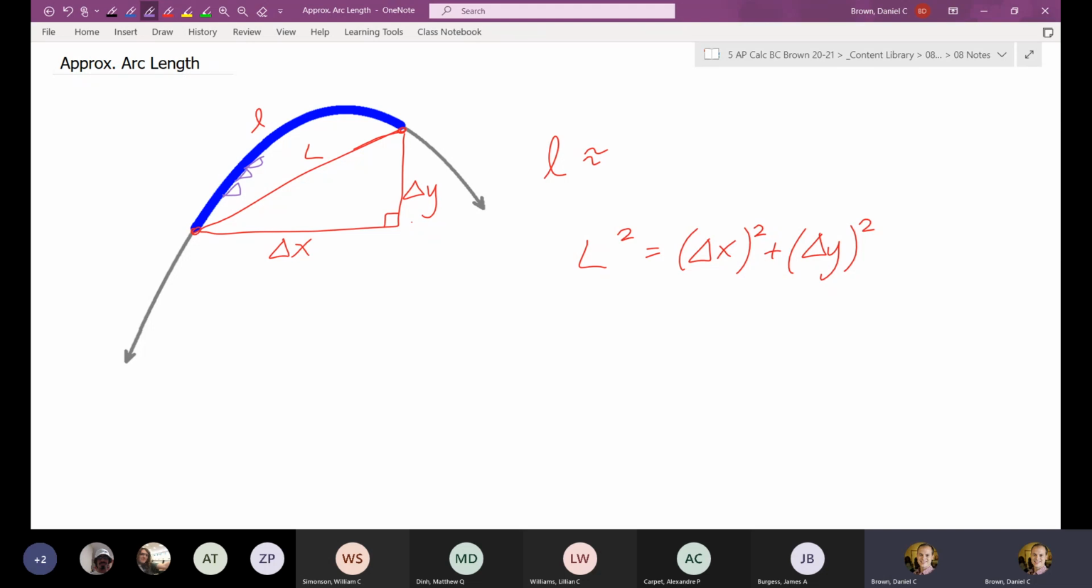Well, how do we represent those itty bitty tiny triangles? Instead of writing delta x, we want an itty bitty change in x. So in calculus notation, we think of this as dx. Same thing for y: if we want to think about an itty bitty tiny right triangle, we'll think of delta y as dy. And that's going to be the basic idea that we use to develop this calculus formula. It's going to be another integral formula that we use.